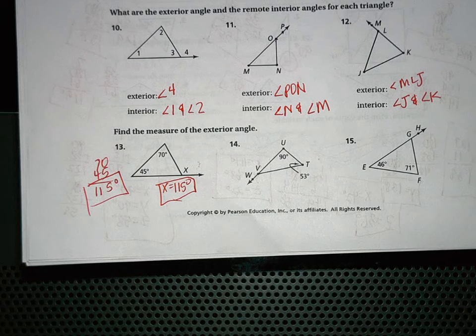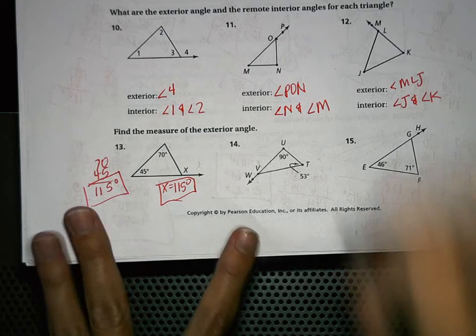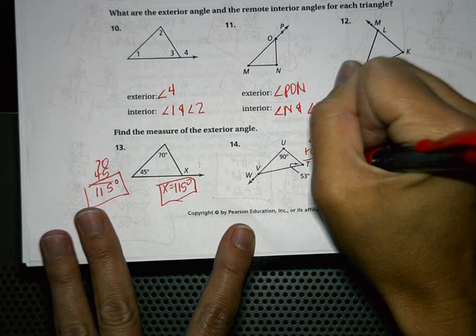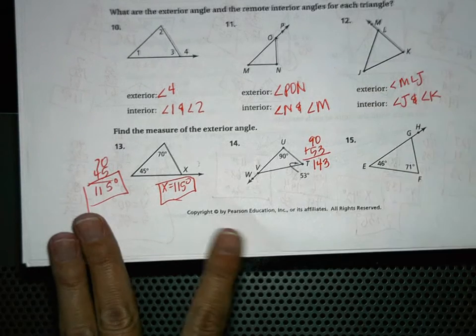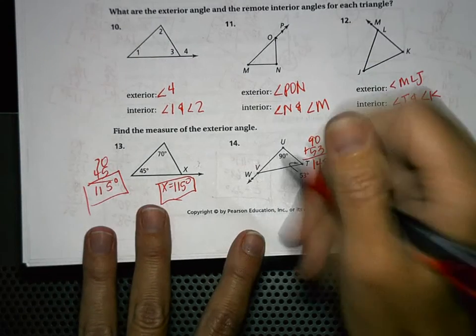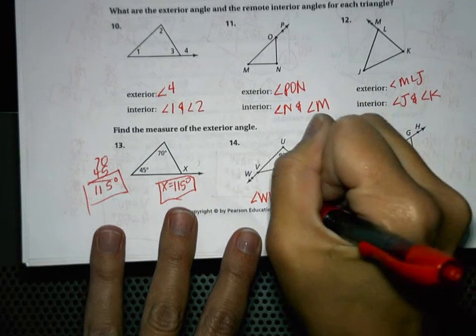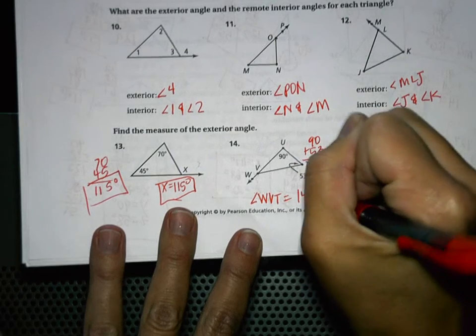Okay. All right, number 14. Who thinks they know how to find that exterior angle? Nobody knows how to find it. Okay, how am I going to find it? By adding 53 and 90. Perfect. 90 plus 53. So we add, and 9 plus 5 is 14. So what is my exterior angle? 143. Good. So that would be angle WVT equals 143.